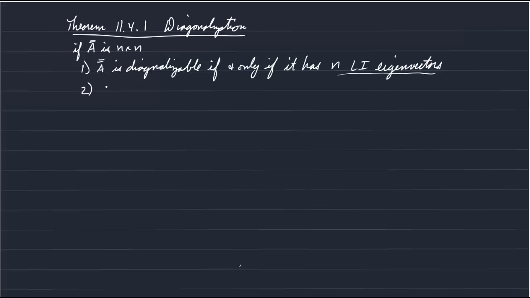The second part is to make the eigenvectors to be the columns of the matrix Q.